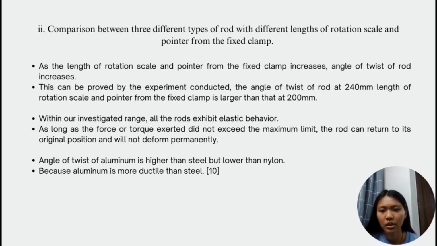Within our investigated range, all the rods exhibit elastic behavior. As long as the force or torque exerted did not exceed the maximum limit, the rod can return to its original position and will not deform permanently. The angle of twist of aluminum is higher than steel but lower than nylon because aluminum is more ductile than steel.